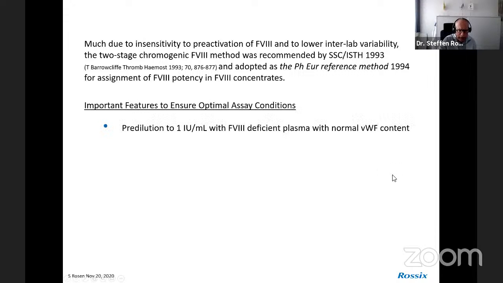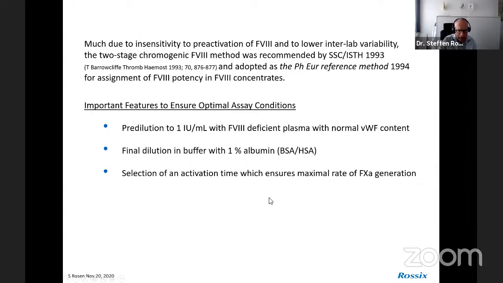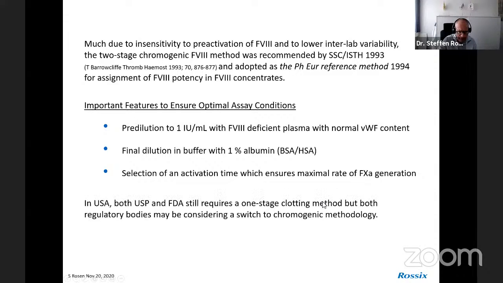Some important features here. It requests that there should be a pre-dilution to 1 IU per mL with factor VIII deficient plasma with normal von Willebrand factor content. Final dilution should be made in buffer with 1% albumin, bovine or human serum albumin. And I should really emphasize here that the quality of albumin is crucial to allow it as a bulking agent in these reagents. Selection of an activation time should be made to ensure maximal rate of factor Xa generation.